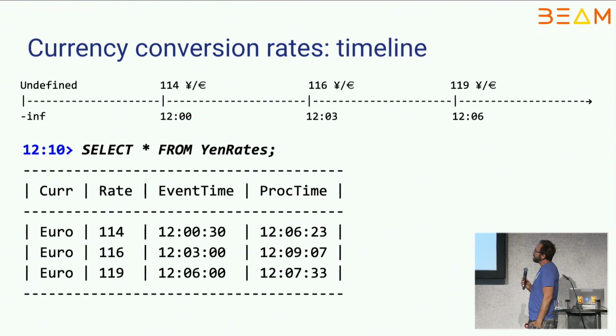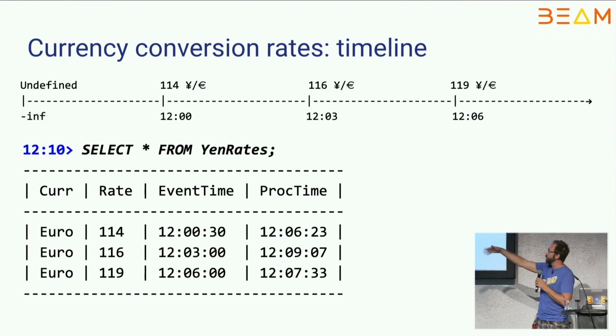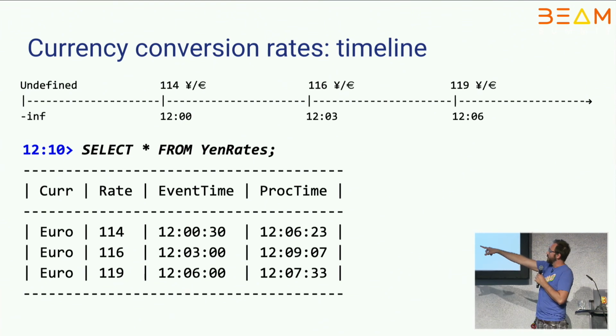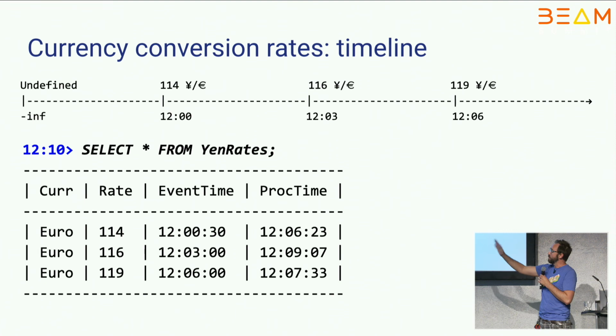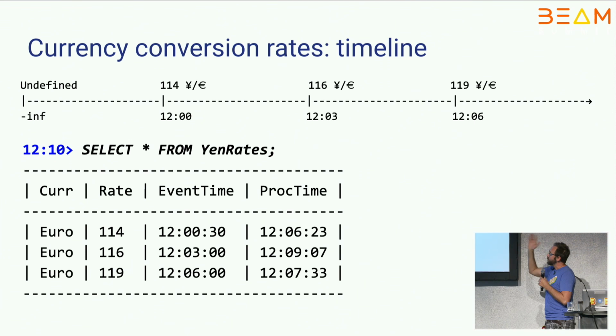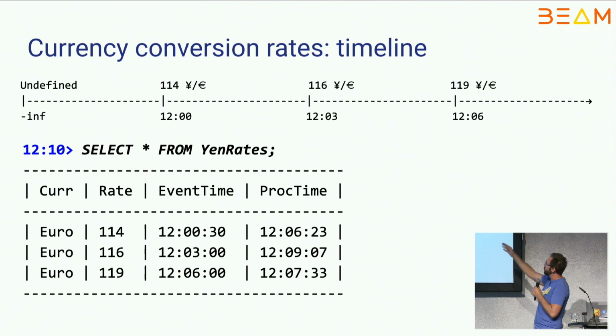But if you take these currency conversion rates, each rate is effectively a single point in time, but if you lay them out on a timeline, they effectively partition up time. They split it up into sections where, before we've seen any rates, we don't know what the currency conversion is. But as soon as we see that first rate of 114, we know everything from 12:00 on is 114 until we see another rate. And then at 12:03 it changes to 116, and at 12:06 it changes to 119, and then 119 carries on until we see something else.